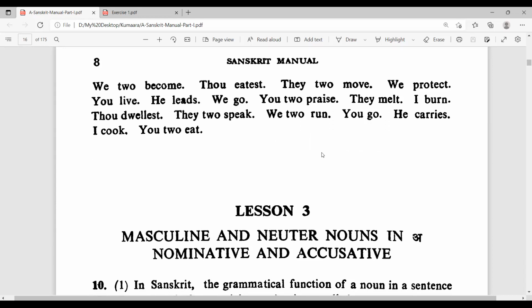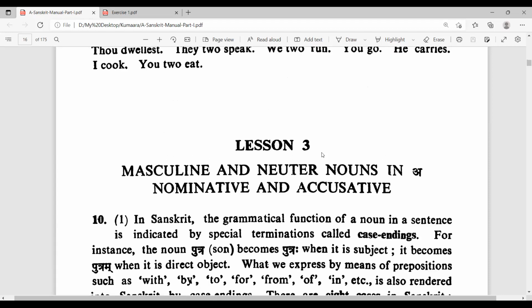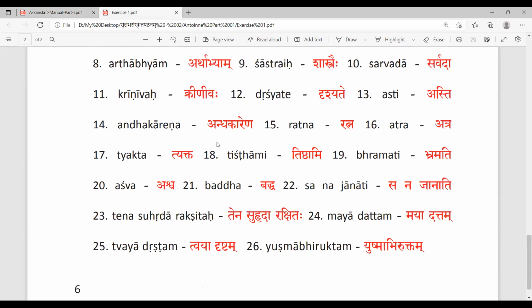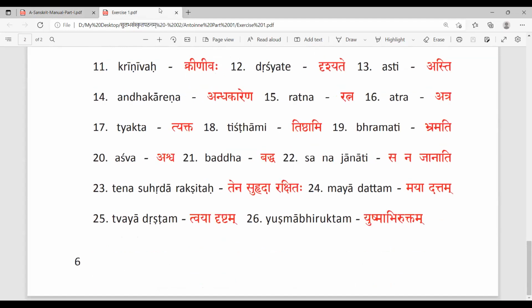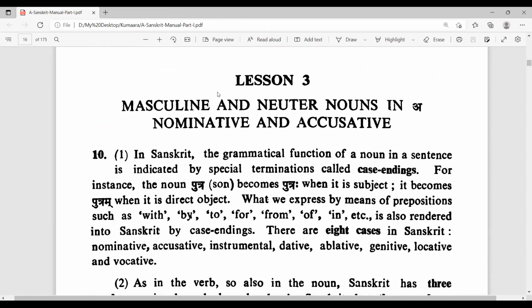They too speak, tau vadataha. We too run. Avam dhavaha. You go. Tvam gachasi. He carries, saha vahati. I cook. Aham pachami. You two eat. Yuvam khadataha. Very good. Then this, number 2. Okay, this is exercise number 1. If you want, I can send you this. Now exercise number 3. We'll move on like that quickly.